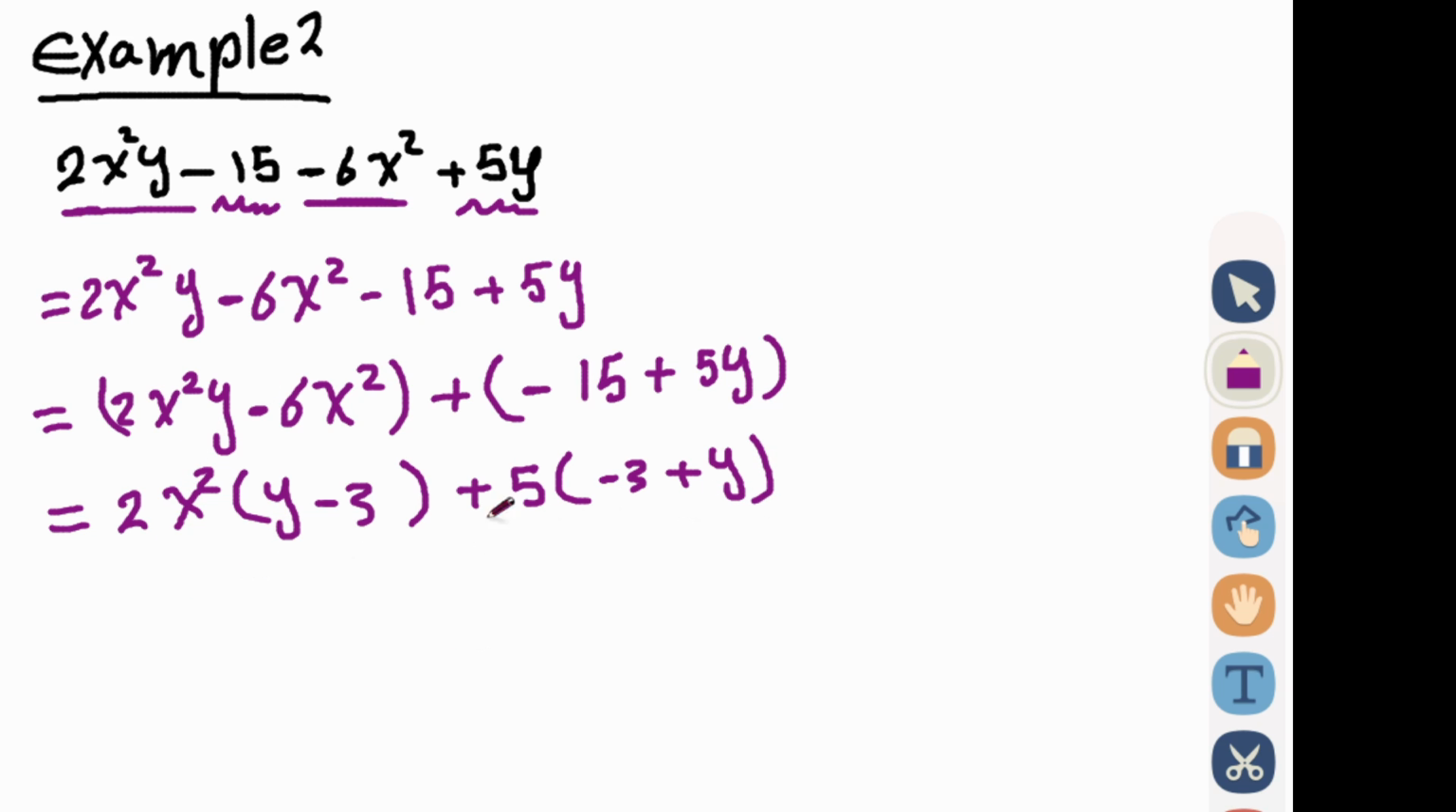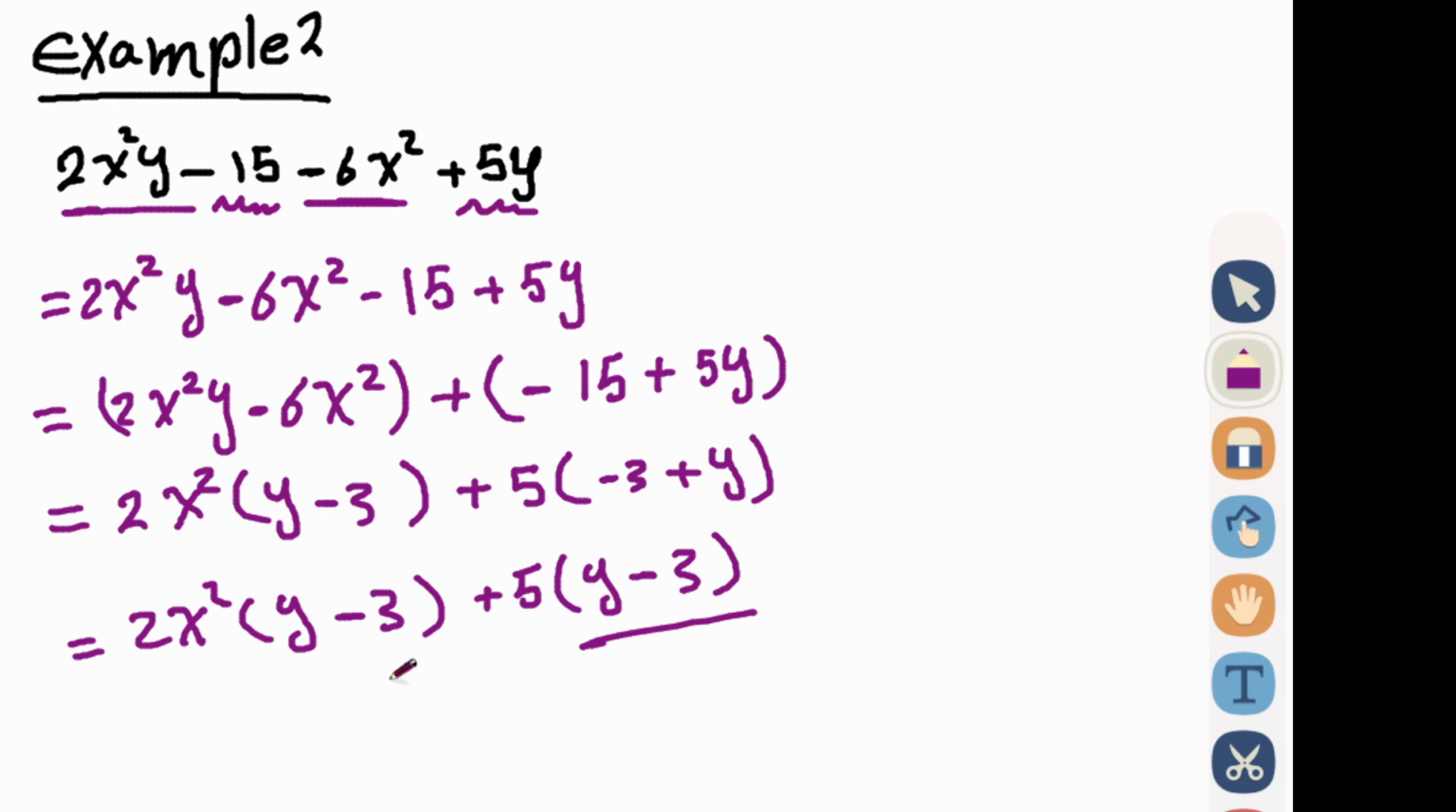Now, is there a common factor again? Yes, which is y minus 3. Remember, addition is commutative, so we can write 5 multiplied by y minus 3, which is the same as negative 3 plus y. Let's write the first term again: 2x squared multiplied by y minus 3. So we have y minus 3 as a common factor. Let's write it one time. So we will get y minus 3 multiplied by the remaining factor, which is 2x squared plus 5.